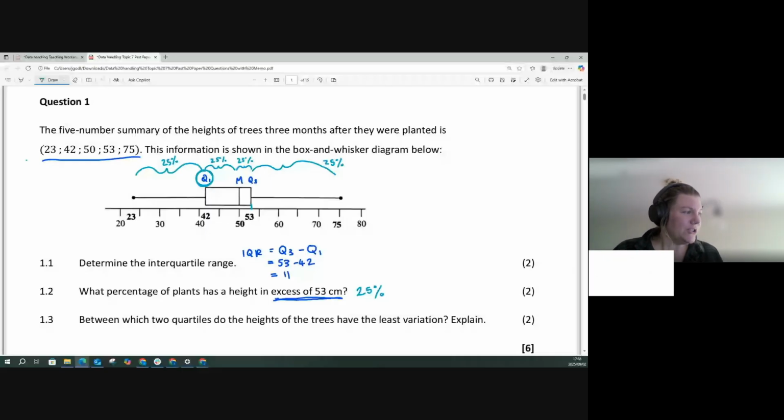Okay, between which two quartiles do the heights of the trees have the least variation? And explain.